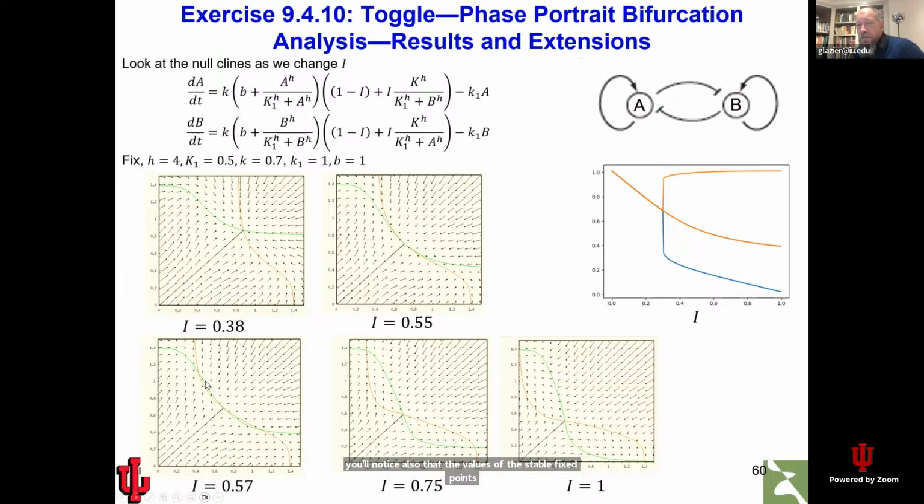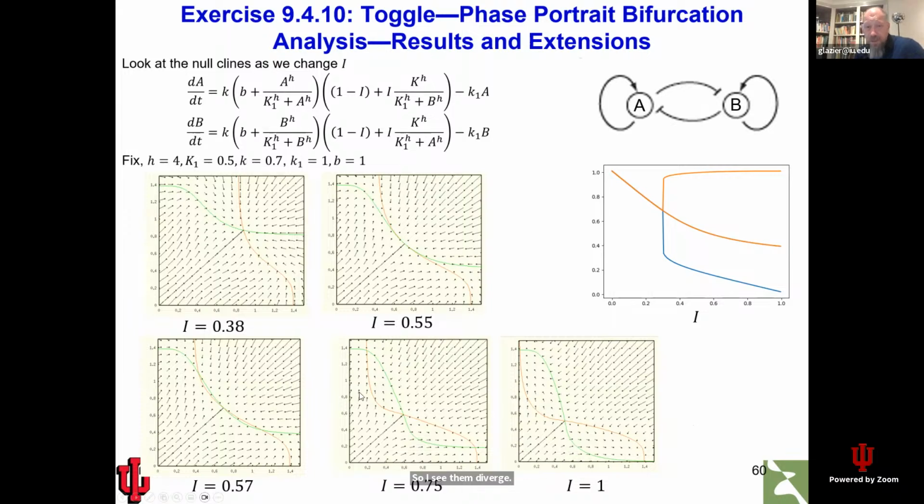Here at 0.57, the stable fixed points are not at 0. I said 0 and I was wrong. They're actually here and here. And as I increase the value of I, they move to 0. For I equals 1, they go to 0. So I see them diverge like that.